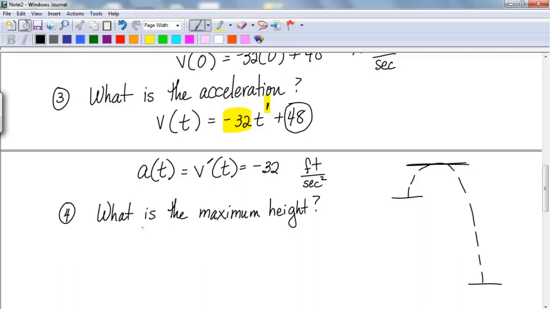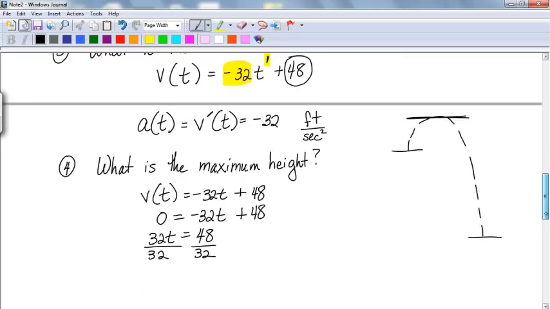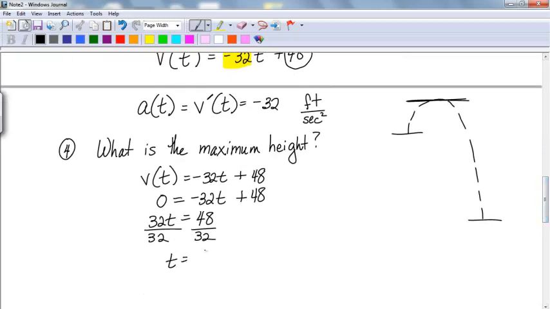Okay, so take your velocity, the v of t, equals negative 32t plus 48, and it's the velocity that's equal to 0. That whole thing, not the time, the whole thing is equal to 0. And then you solve for t. Okay, and we could add 32t, or we could subtract 48, either way. Divide by 32. And you'll get t is 1.5 seconds.